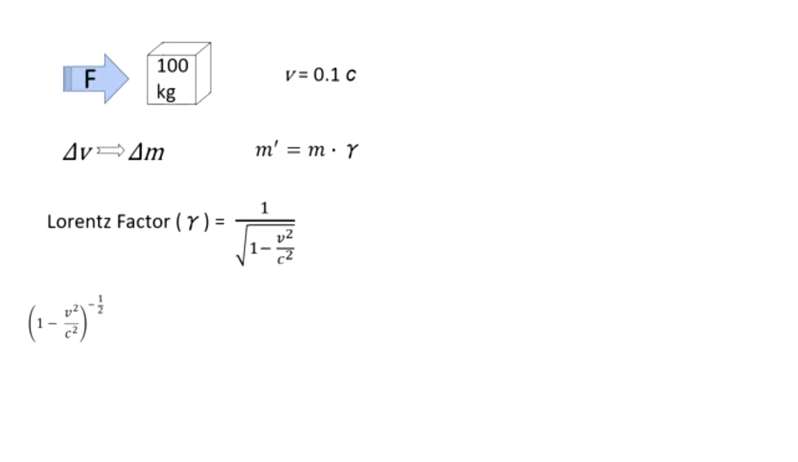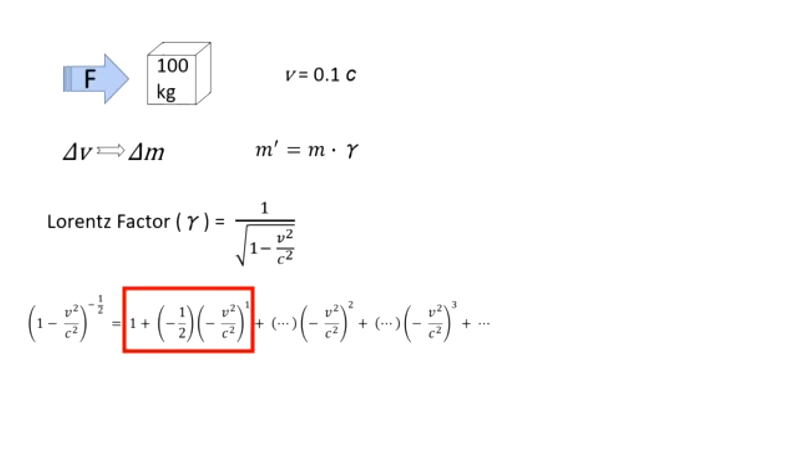to get the result. The binomial expansion method tells us that we write the first term, 1. The exponent, minus 1/2, multiplied by the second term to the power of 1. The following terms in the expansion will see increasing exponents, which, in the case of small v relative to the speed of light, get rapidly small. In this case, we get a good approximation with only the first two terms of the expansion.